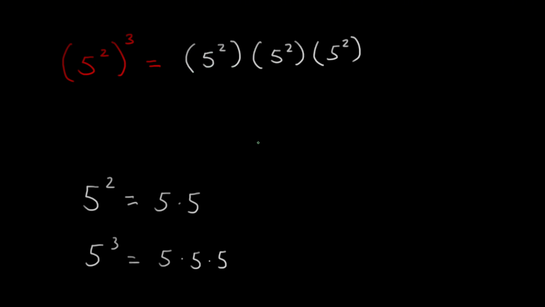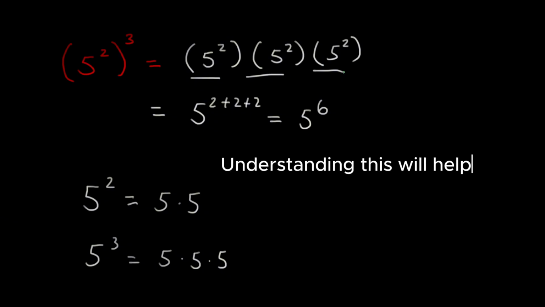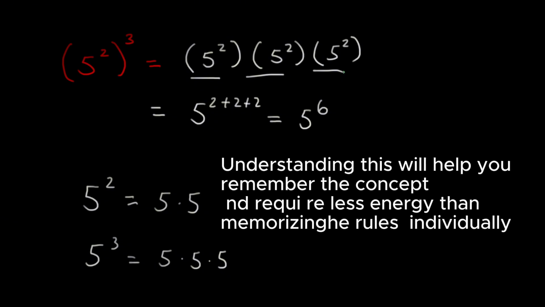Now we can use the rules that we learned about multiplying expressions with the same base to simplify this. And this allows us to add the exponents together. And we get the same answer of 5 to the power 6. Obviously, once you've done this many times, you won't want to expand the expression like we have here, but it's important to understand where this comes from.